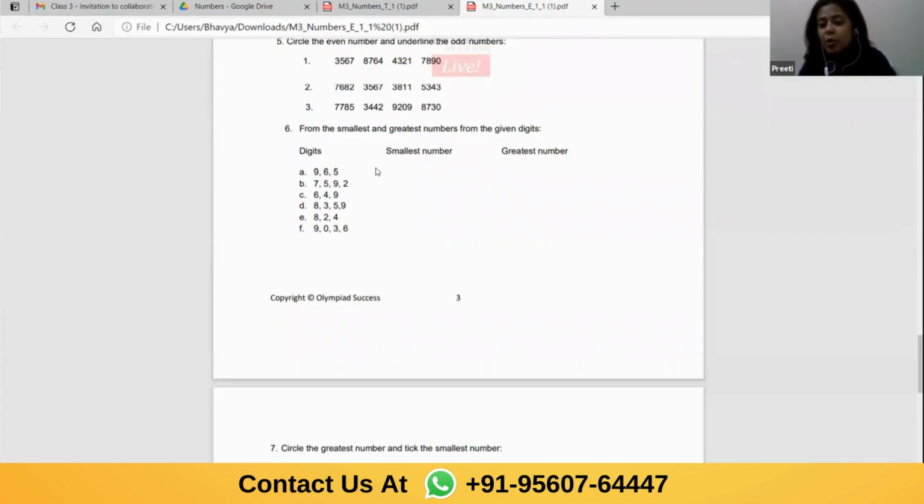Okay. So in order to create the smallest number, we arrange them in ascending order. So it becomes 569. And when we have to create the greatest number, we will arrange them in descending order. That means 965.